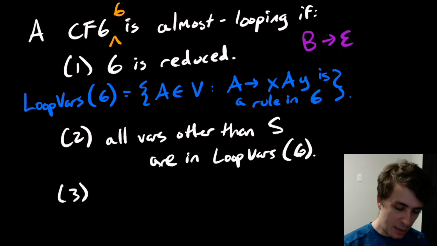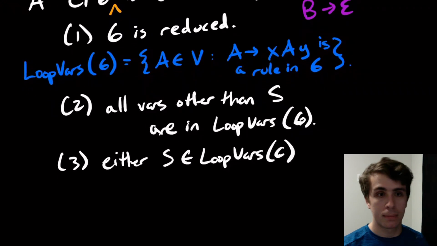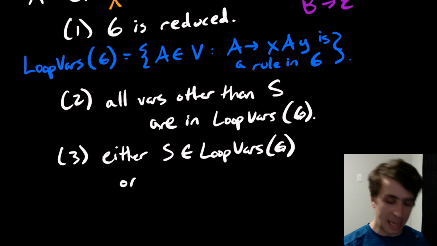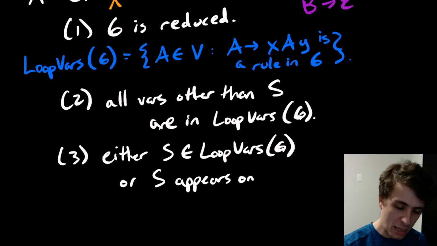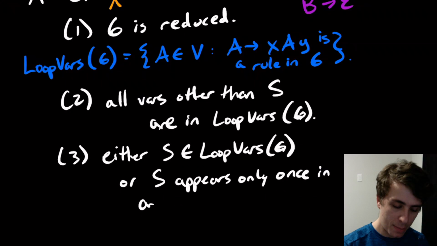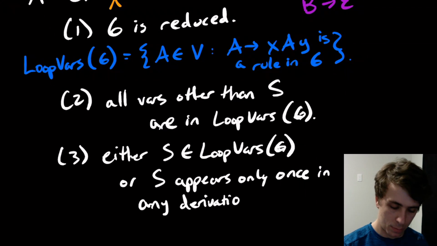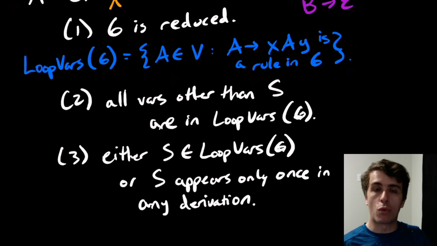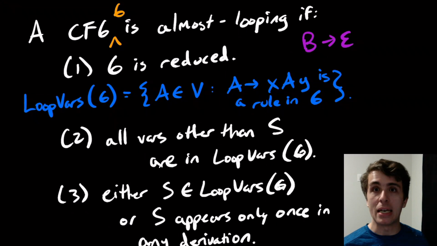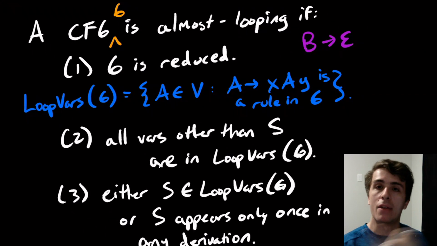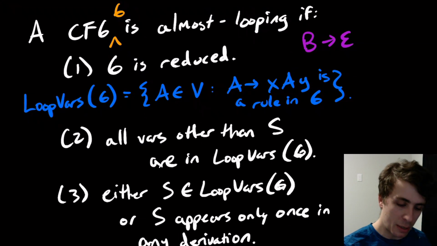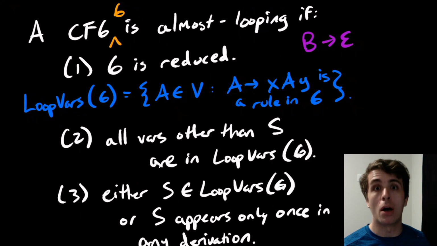So in the third one, then either it's the case that S is in loop vars G, or it's the case that S appears only once in any derivation. Okay, so it either has itself on the right hand side, or it only will appear once at the very start of the derivation. Okay, so next what we're going to do is we're going to prove that we can convert any CFG into an almost looping one. And in the process, any unambiguous grammar can be converted into an almost looping unambiguous grammar. So the almost looping property can be preserved even for unambiguous grammars.